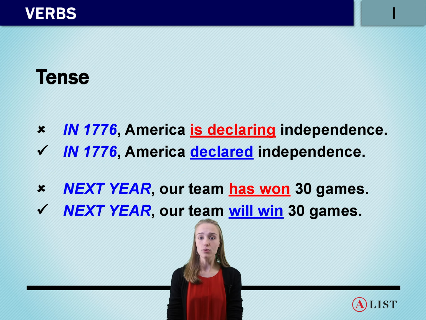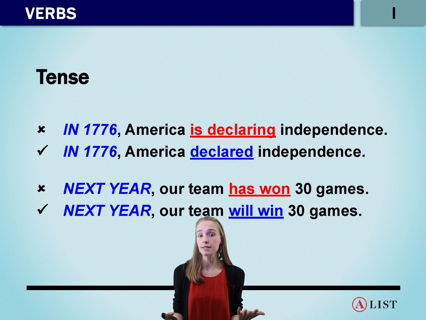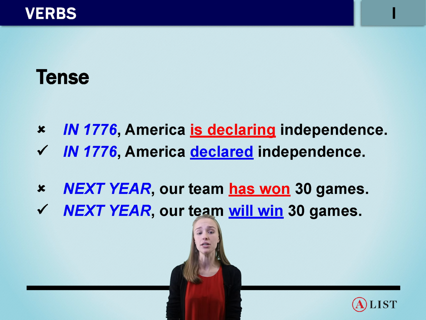In our next example, we have yet another pretty obvious time word that tells us when something is taking place. If we say next year, it has to be happening in the future. So instead of saying next year our team has won 30 games, we would want to say next year our team will win 30 games.